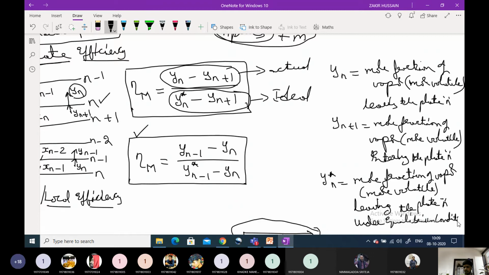Then what is this equilibrium? Equilibrium is nothing but the same chemical potentials. The vapors and liquids have the same chemical potential. There is no tendency to deviate from each other. Then that is called equilibrium conditions. If this equilibrium condition has been reached, then we can call this an ideal plate. So if this yn star is the same as this yn, then efficiency is 100%. Because ideal conditions are different from the actual conditions, we need to have an efficiency of the plate.